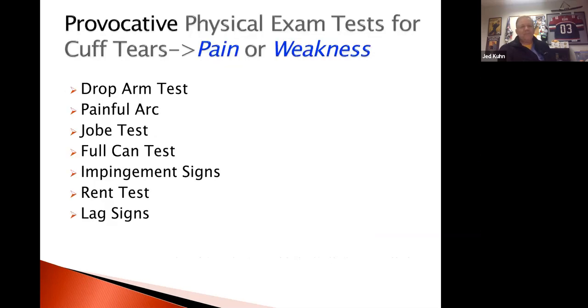Next slide. So when we talk about the physical exam tests, we have to divide these tests into things that are producing pain and things that are producing weakness. And there's a multitude of physical exam tests, and hopefully Peter Millett, I think, did your physical exam lecture, but the drop arm test, painful arc, Job's test, Fulcan test, impingement signs, the rent test, which many of you probably don't know about, which you're going to learn about, and lag signs.